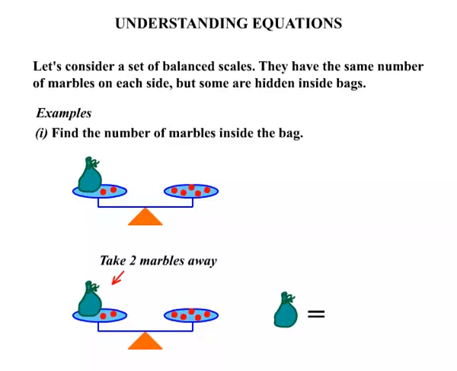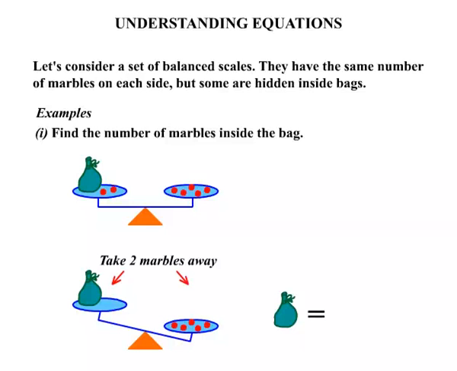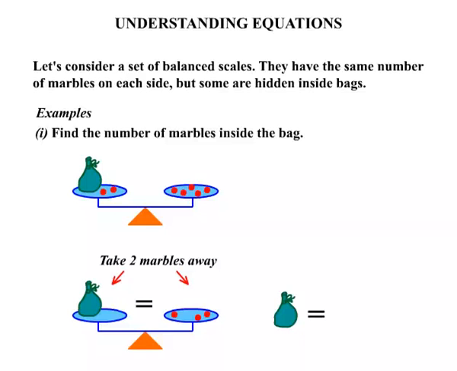So they take 2 marbles away and we'd have the one bag, but what would happen is that the scales would no longer be balanced. The right side would be heavier. So to balance the scales, what we need to do is take 2 marbles away from the right hand side. So we take the 2 marbles away and bingo. Alright, the scales are now balanced. So if the scales are balanced, we've got the one bag by itself. Hopefully we can see that they're now equal. So we say that one bag is equal to 3 marbles.